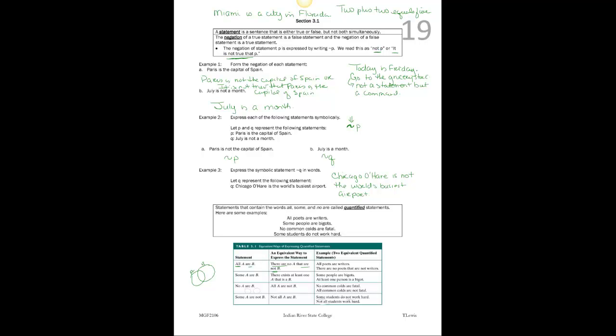No A's are B's. Something like that. All A's are not B. That will be the equivalent. Okay. So here's some examples where some statements are equivalent. No colds are fatal is the same thing as saying all common colds are not fatal. They're not going to intersect here. Okay. Some A's are not B's, but we have here the equivalent statement, not all A's are B's.